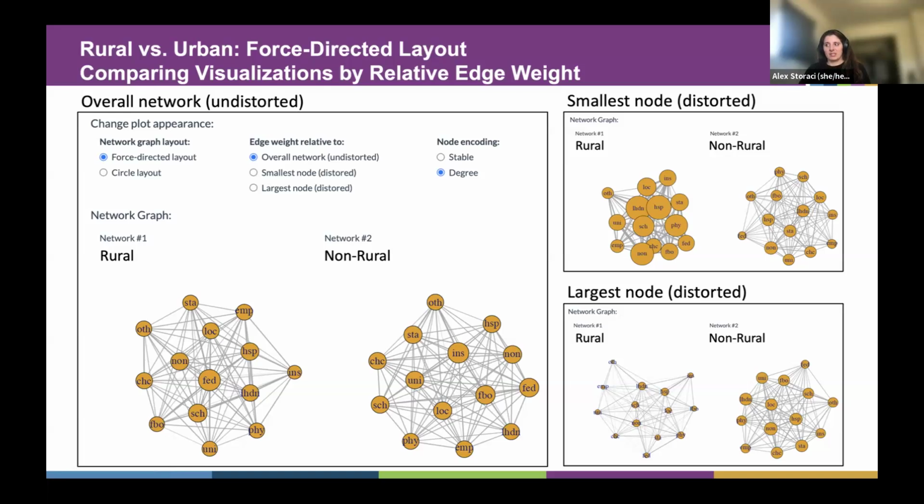And we can further explore specific relationships by switching to the circle layout. So here are all force-directed layouts. And we'll see that it's not totally clear here that the edge weights differ between rural and urban networks. But with the circle layout, it's easier to highlight these comparisons.